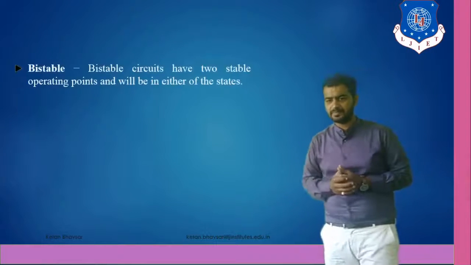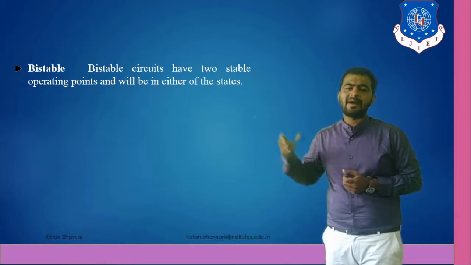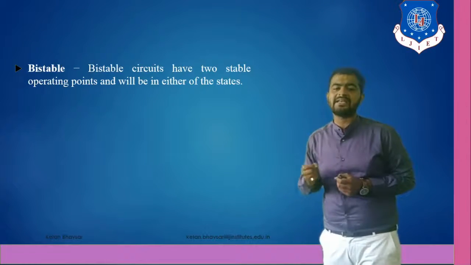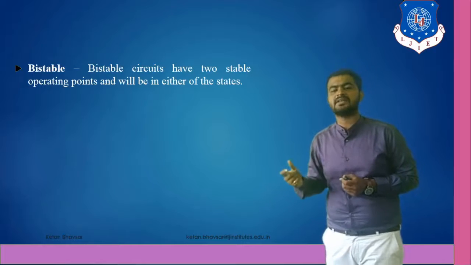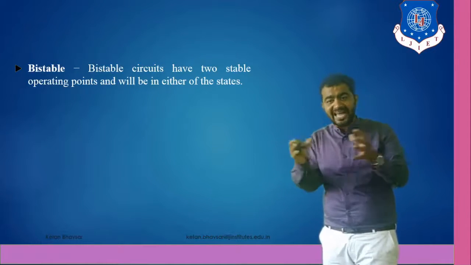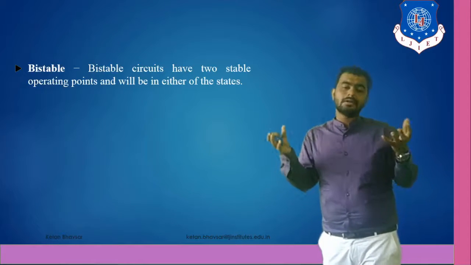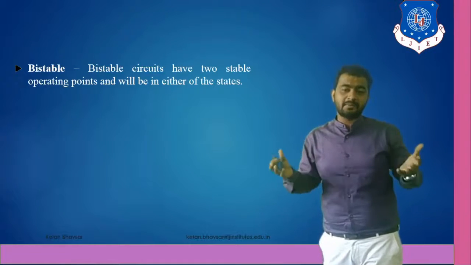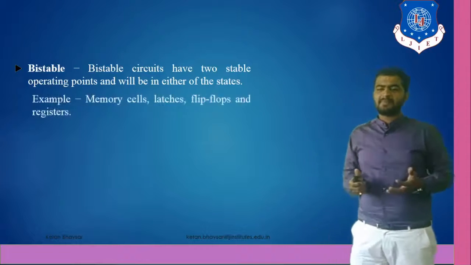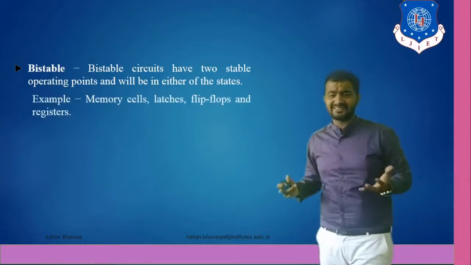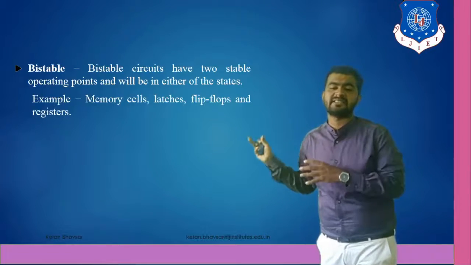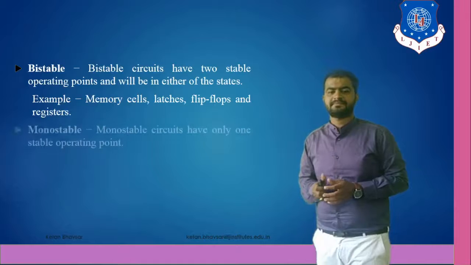Now first, the bistable. What is bistable? The bistable circuit has two stable operating points, and it can be in either state. It means that in the bistable circuit we focus on two types of state, the stable operating points. Examples like the flip-flop, register, and memory cell are all examples of bistable circuits.